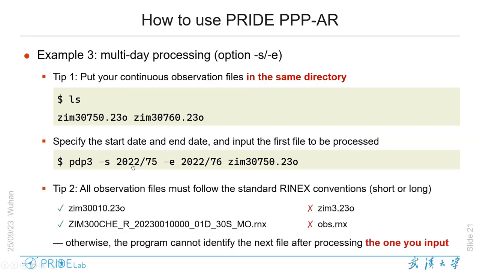However, one thing we need to be careful about is the names of our data files. The program can only find the next file if it follows the Linux standard convention for naming files, in which the time tag in the name helps the program know which file to process next. Both short and long naming are okay as long as you keep them consistent. Otherwise, the program cannot identify the next file after processing the first one you input.